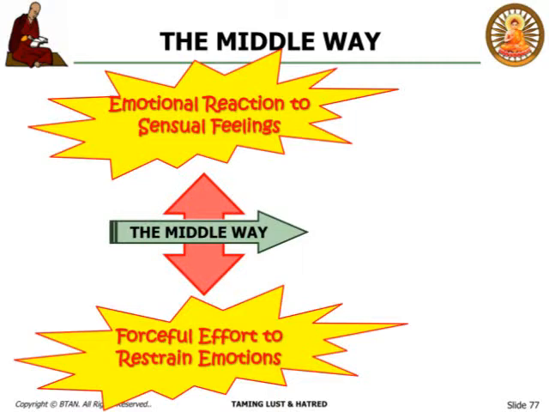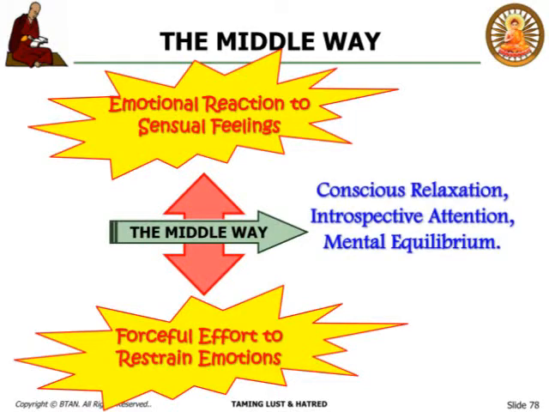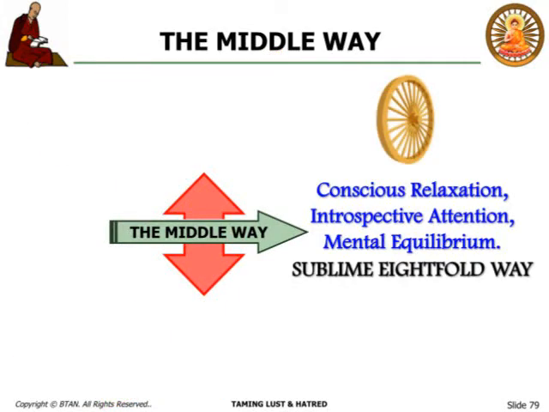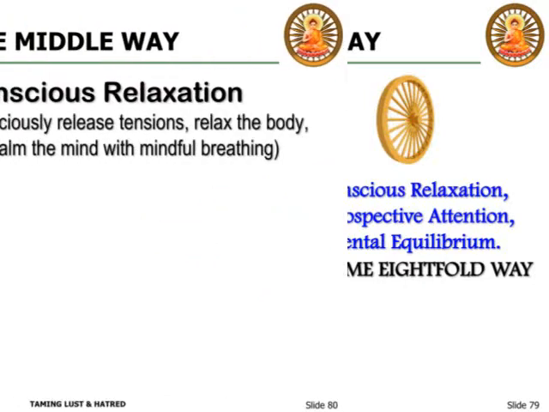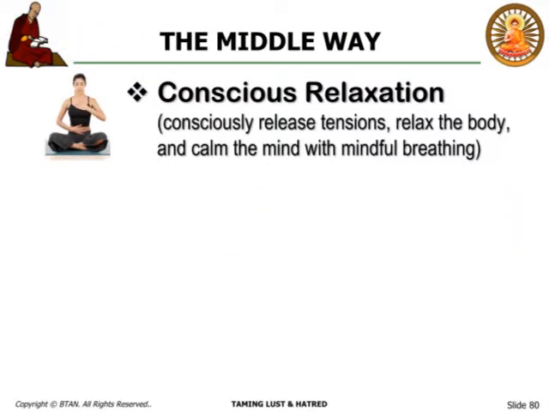What is the middle way then? When you see, hear, smell, taste, and touch something that arouses your emotion, what should you do? The middle way is conscious relaxation, introspective attention, and mental equilibrium. This is all described in detail in the Eightfold Path. The Sublime Eightfold Way describes that practice in detail. Conscious relaxation simply means you learn to relax.